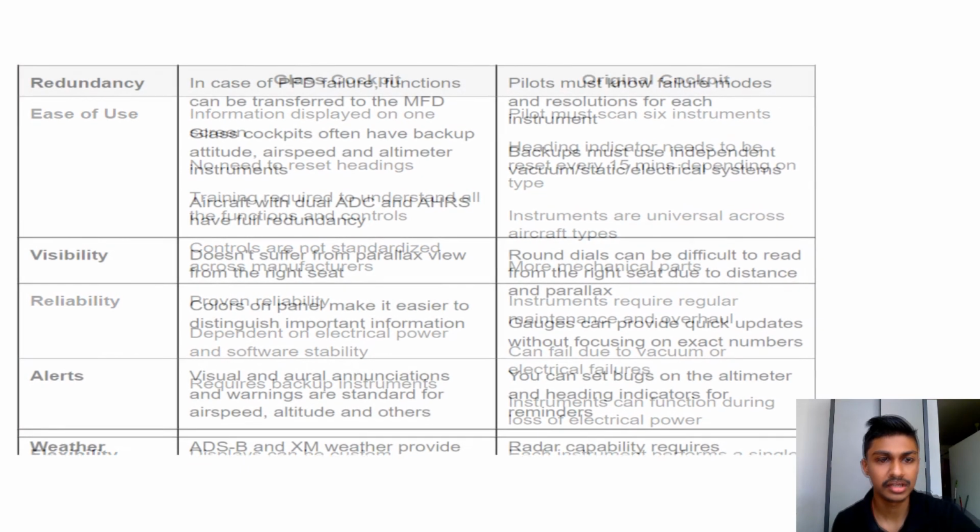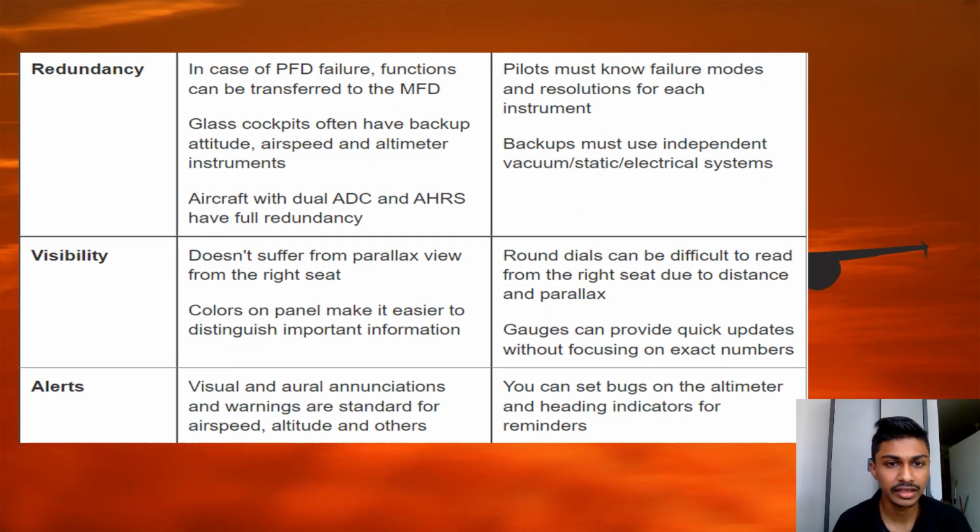So redundancy. In case of a PFD failure, functions can be transferred to the MFD. The glass cockpit can offer backup altitude, airspeed and altimeter instruments. Aircraft with ADC and AHRS have full redundancy. For the original cockpit, the pilot must know the failure mode and the redundancy for each instrument, and backup must be used with independent vacuum and static electric systems.